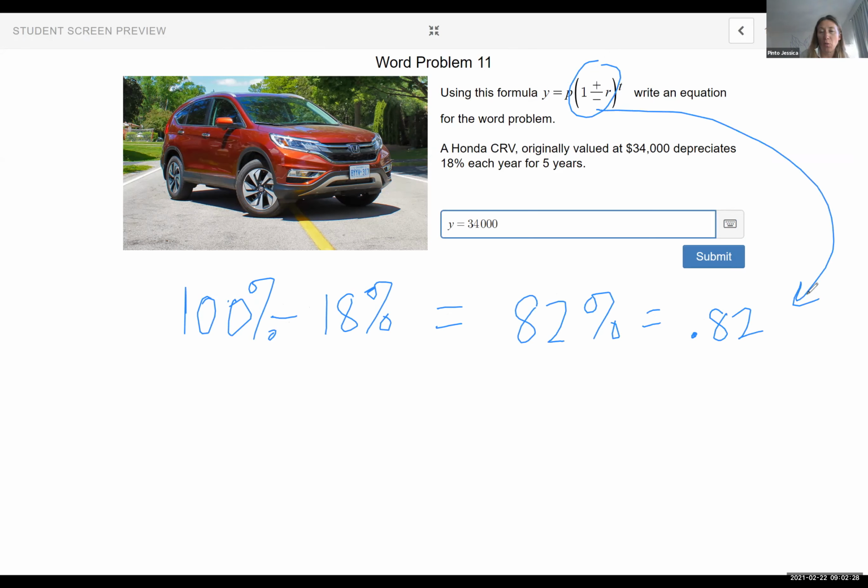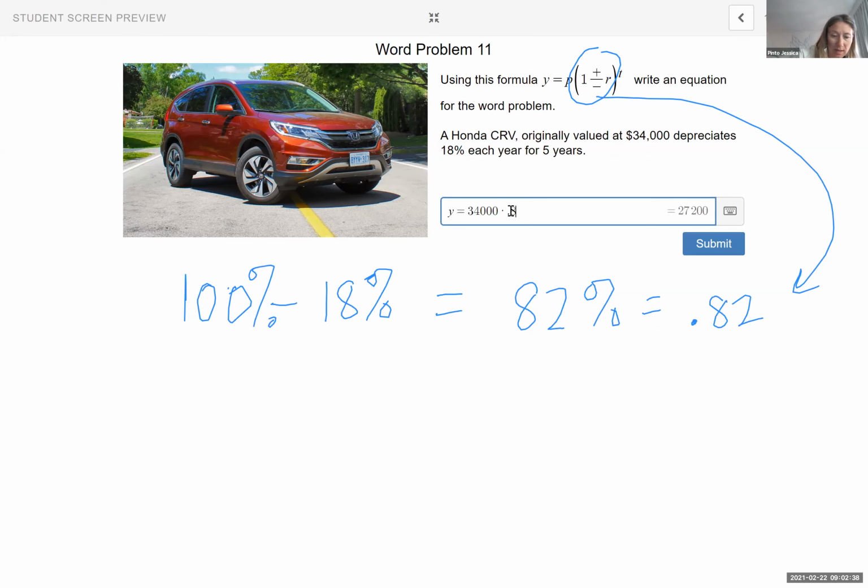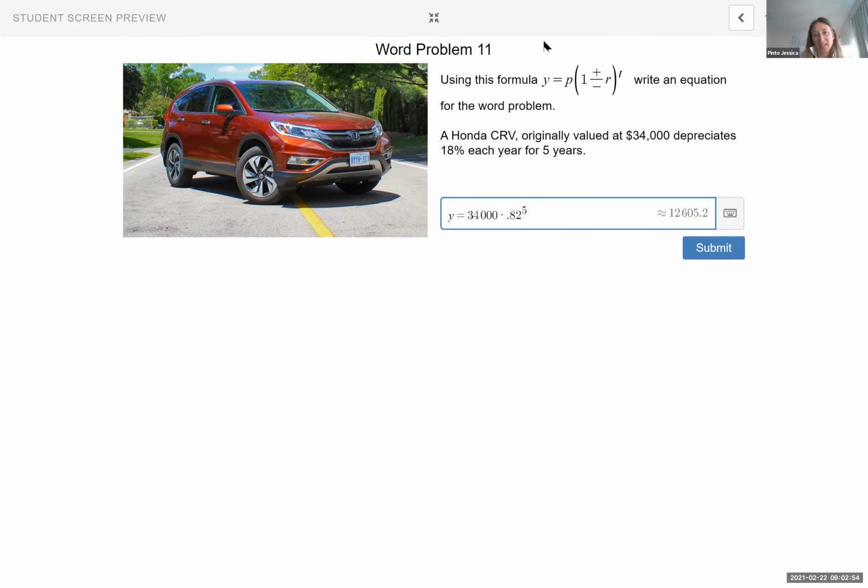That's what I was doing there. The 1 plus the percent, 1 minus the percent. In this case, I'm doing 1 minus the percent. So times 0.82, and then for 5 years, so to the 5th power. And so it's 12,605, which makes sense. It should be smaller than the original amount. And that's true. When you buy a used car, it's cheaper than buying a new car. And so that's that formula for that. And I think they actually go with 17% as the average depreciation rate, not 18%, but whatever.